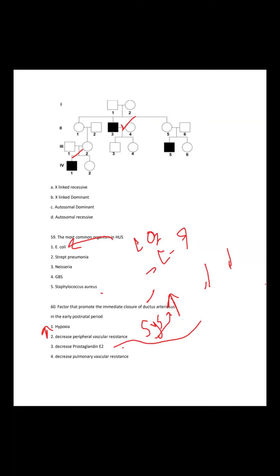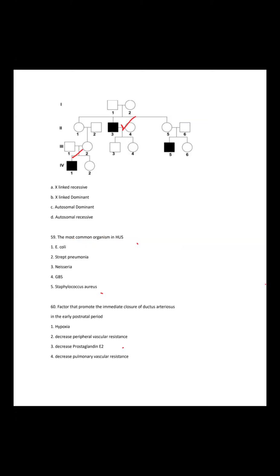Okay. Because of loss of connection from the placenta, your prostaglandins will not be there. That will result in immediate closure. Another thing is the increase in oxygen also plays a role in the closure of the ductus arteriosus. Pulmonary vascular resistance decreases slowly over time. It takes time, okay?